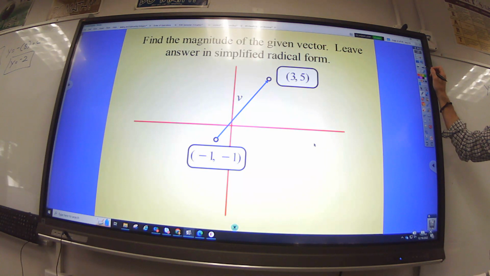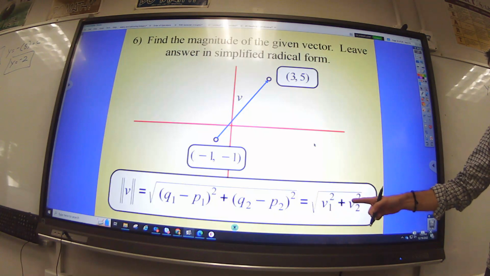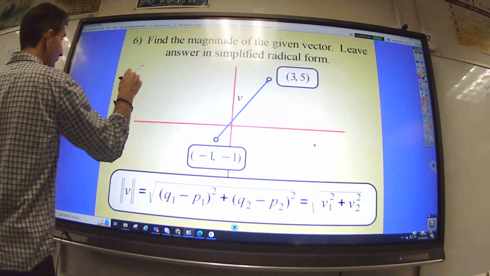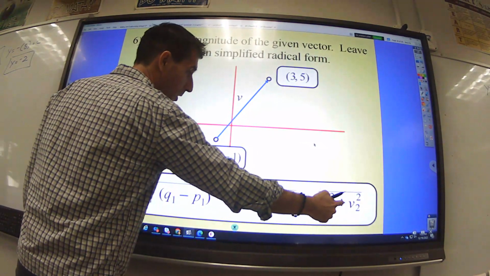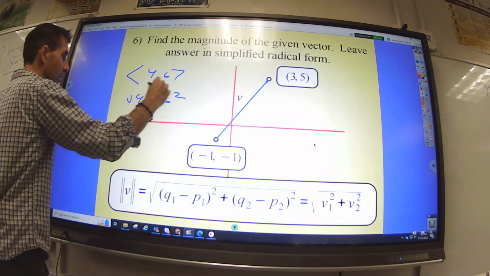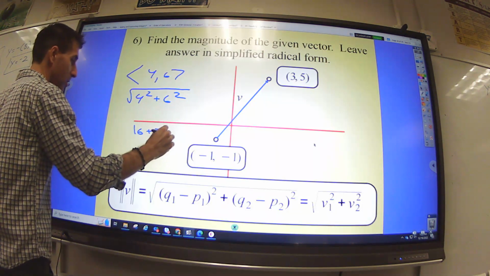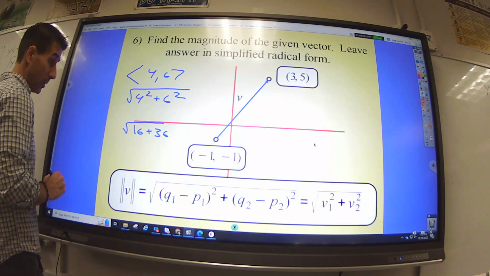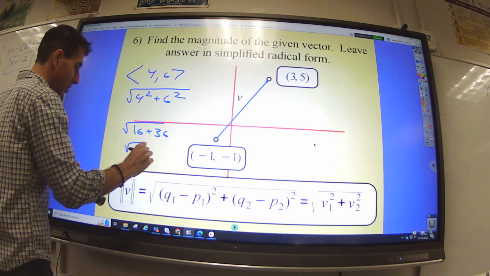So, find the magnitude. Since I have the component form of 4 comma 6, all I got to do is 4 squared plus 6 squared, and then I take the square root. Which is 16 plus 36, square root, which is 52. Square root of 52.